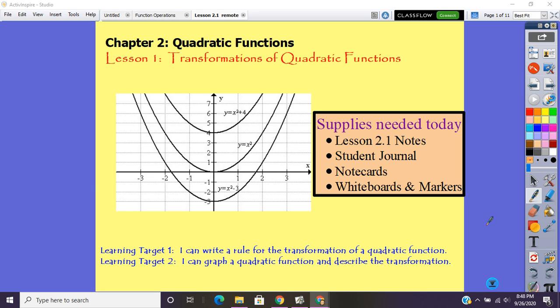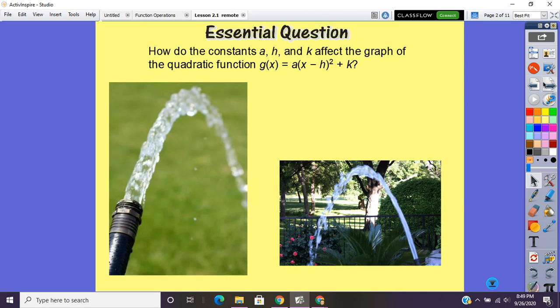In this lesson, I'm going to talk about the transformation of quadratic functions. This is going to be just a quick overview of stuff that we would have covered in our traditional classroom, so I'm going to skip over some of the things we would have done as a class. We are going to look at this function right here, g of x equals a times (x minus h) squared plus k, and decide how the a, the h, and the k affect the graph of our quadratic functions.